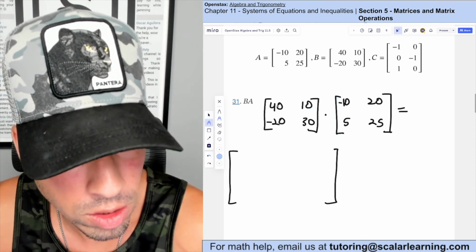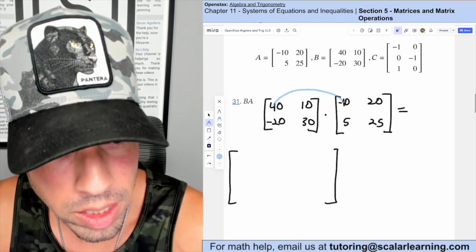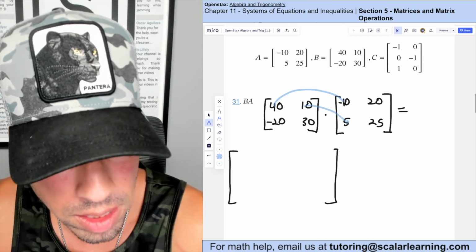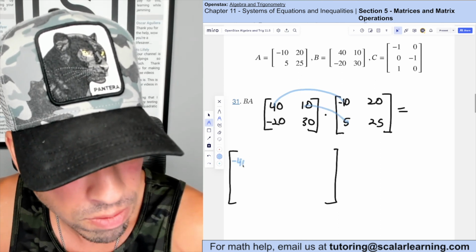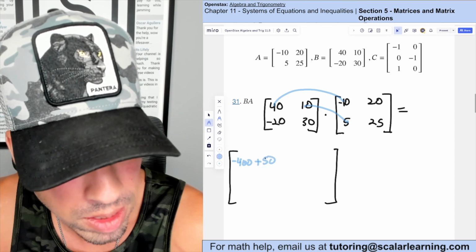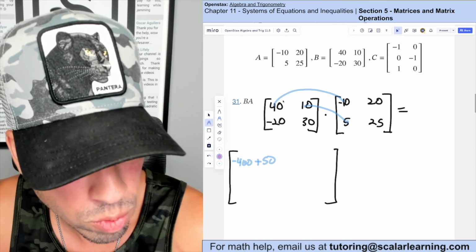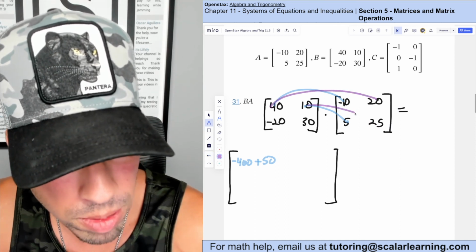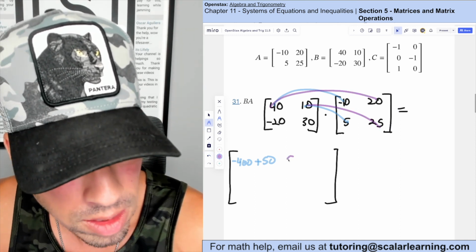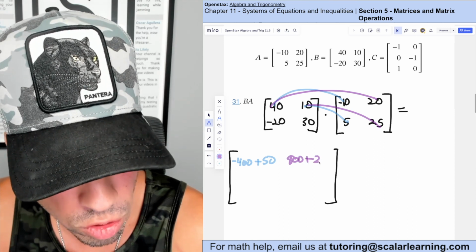So we're going to go in this order with the color coding. 40 times negative 10 plus 10 times 5. That's negative 400 plus 50. Then we go to the next column, but still that first row. So we go 40 times 20 plus 10 times 25. That is 800 plus 250.